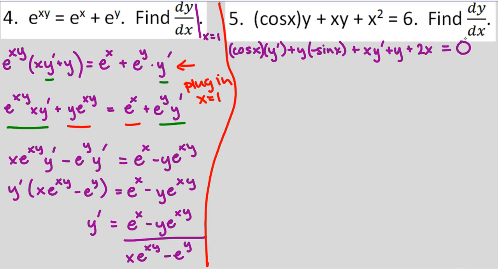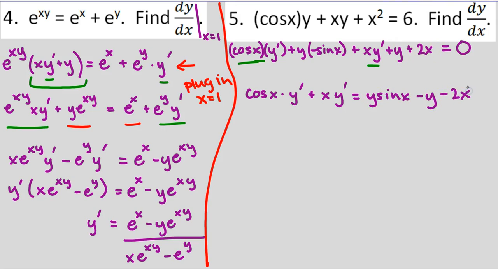Okay, now we do have parentheses, but they're not holding a sum together like in the last problem. This is just a single term, and this is just a single term. Let's keep all of our y prime terms on the left. So we have cosine x times y prime plus x times y prime. And then let's get our other terms on the right. So this one here, that's a negative term. We can add it to both sides and we get y sine of x. And then this one right here, so minus y, and this one right here, so minus 2x.